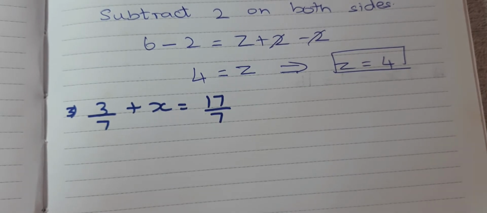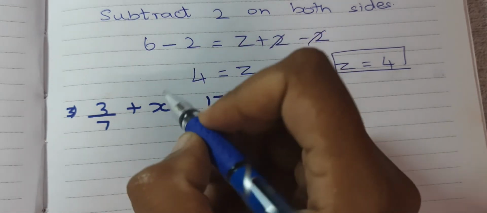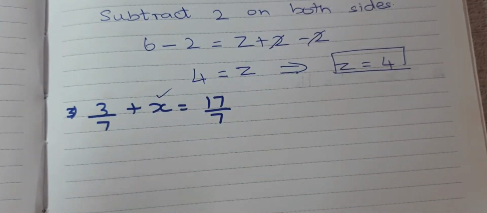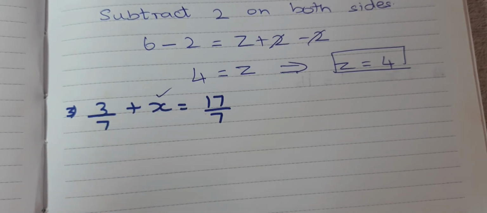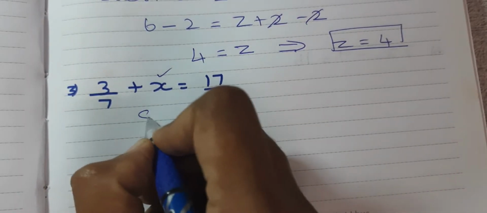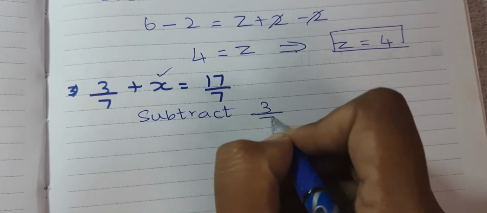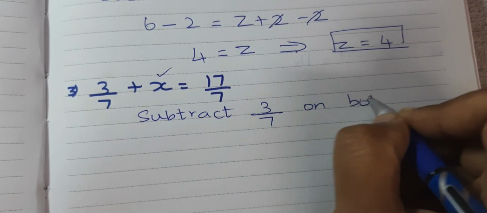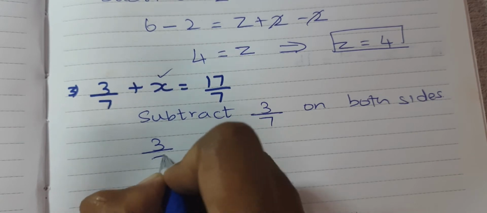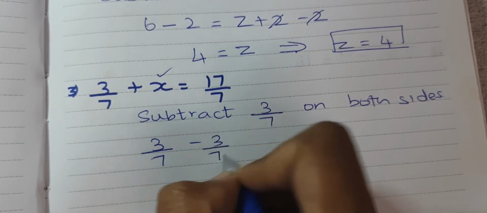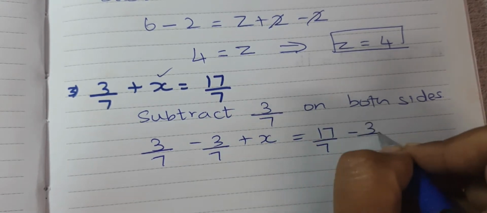Next, 3 by 7 plus x equal to 17 by 7. As you all know, x is the variable. I have to find out the value of x. So here I am having plus 3 by 7. Then what is the reverse form? Subtract 3 by 7 on both sides. So 3 by 7 minus 3 by 7 plus x equal to 17 by 7 minus 3 by 7.